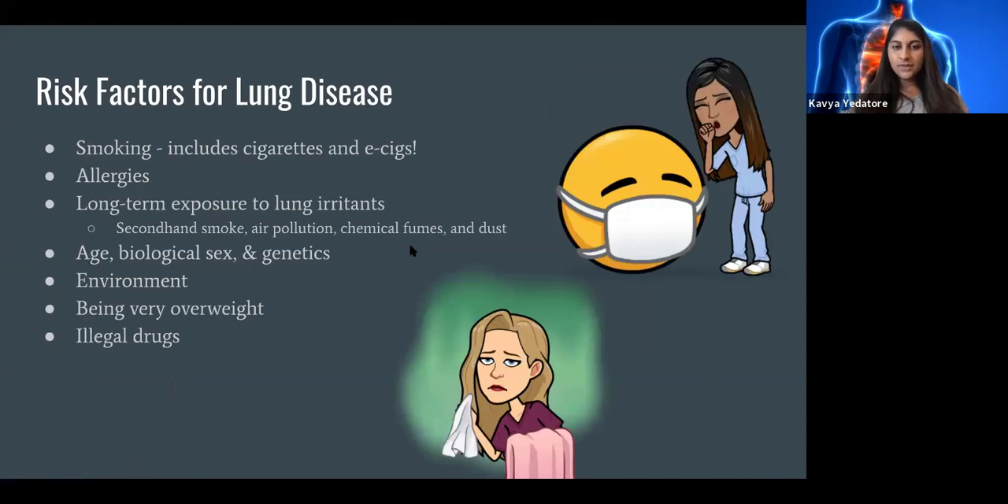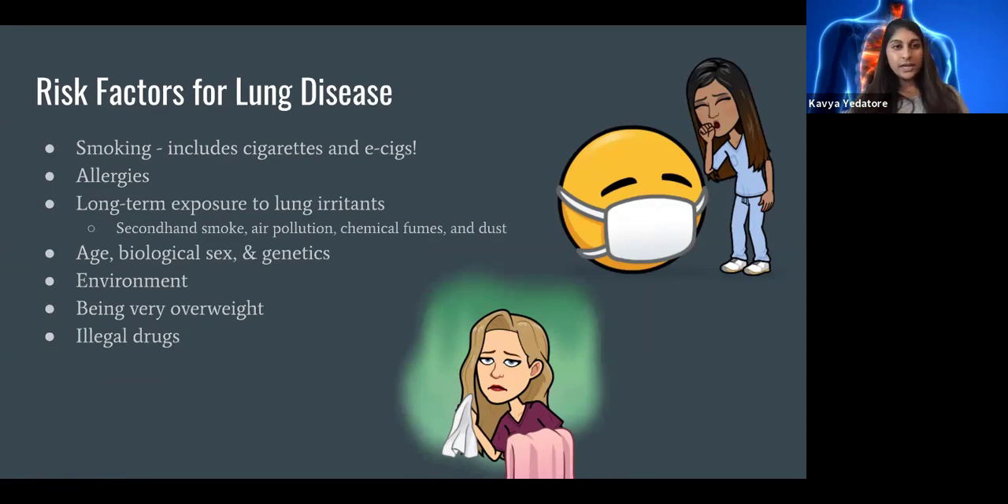And then some risk factors for lung disease. So smoking is the biggest risk factor. This includes cigarettes, and it includes electronic cigarettes. So that means Juuls and vapes and pens and all those kind of things. I'm sure you've heard of them.